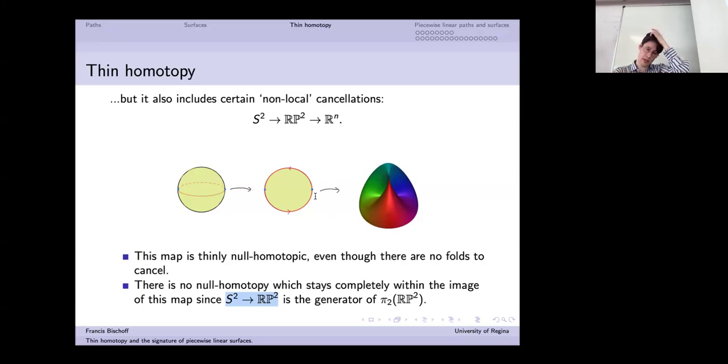Like if this map has no folds, then that means in a sense it's like a minimal word. There's no more folds to cancel. But it's not unique because I am saying it's also homotopic to a point. Thinly null homotopic to a point.